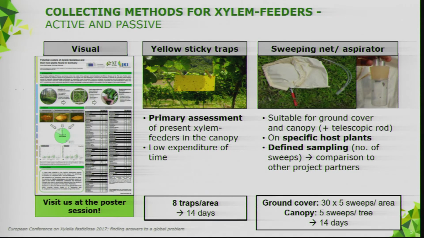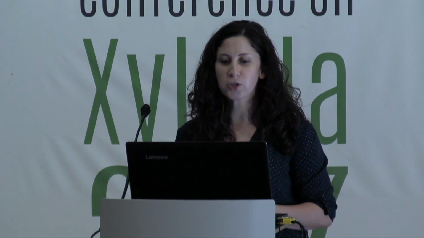And in addition, we collect adults with a sweeping net on the ground cover, as mentioned before, and on the canopy on selected shrubs and trees. We did, as mentioned before, a defined sampling, so we can compare our results to other project partners.